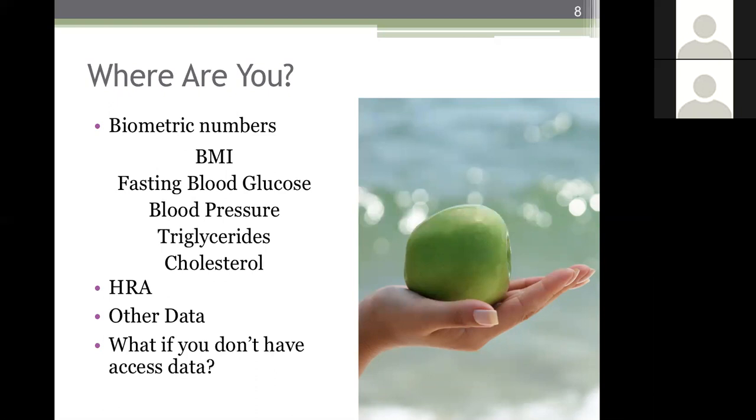In terms of biometric numbers, most employers will choose to get BMI, body mass index, fasting blood sugar or blood glucose, same thing, blood pressure, triglycerides, and cholesterol. Those tend to be the big ones, and those are what we'll focus on. A lot of employers will choose to provide some other, really detailed numbers, and that's not within our scope of services, but we always recommend that if you have questions about your numbers, you talk to your physician about those.